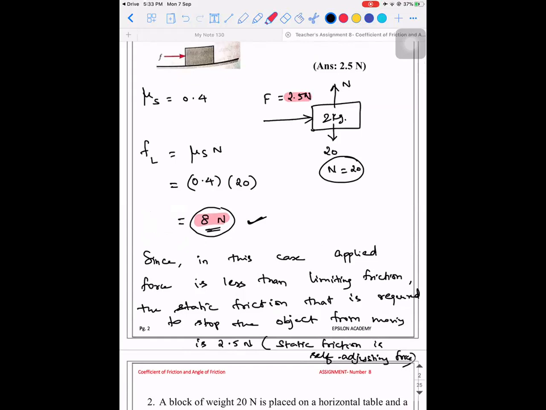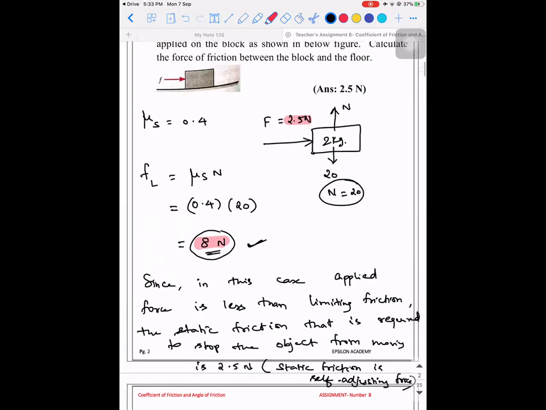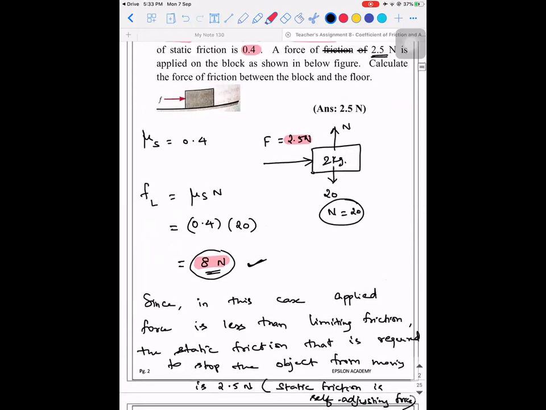Had the same question been, a force of 25 Newton is applied on the object, what is the force of friction between the block and the floor? That time the answer would have been 8 Newton. Is that clear? Yes, sir. So make a note of it.